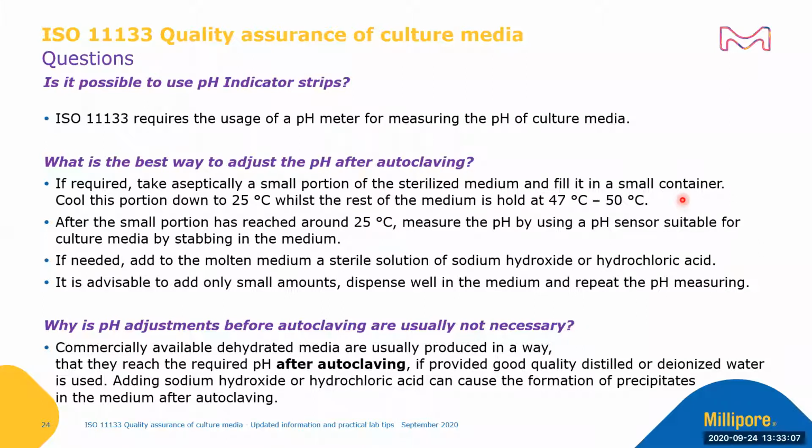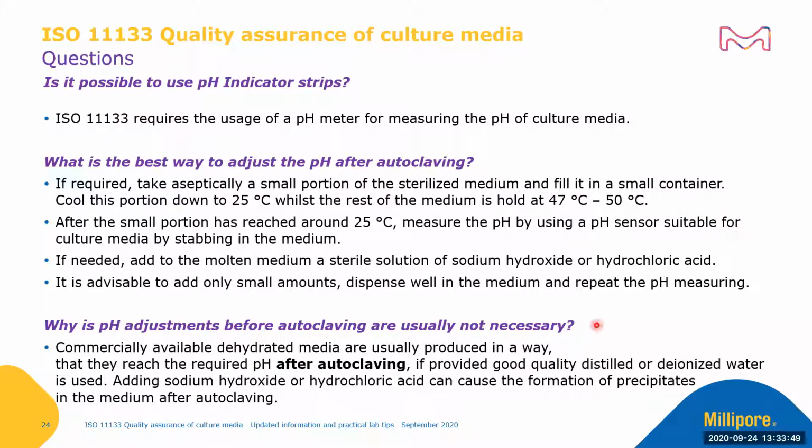If required, take aseptically a small portion of the sterilized medium and fill it in a small container. Cool this portion down to 25 degrees, whilst the rest of the medium is held at 47 to 50 degrees. After the small portion has reached around 25 degrees, measure the pH using a pH sensor suitable for culture media by stepping in the medium. If needed, add a sterile solution to the molten medium to adjust the pH. It is advisable to add only small amounts, dispense well, and then repeat the pH measuring as described before.